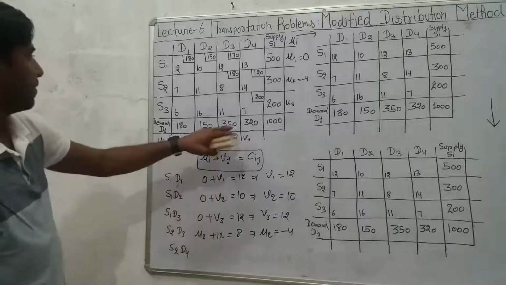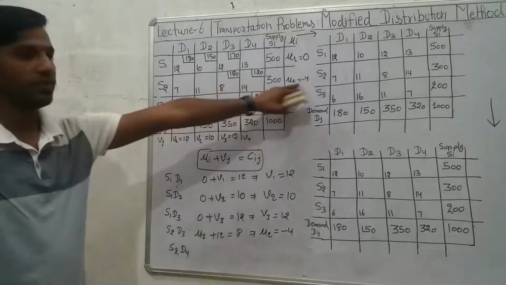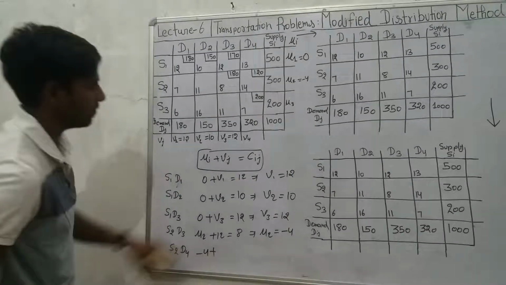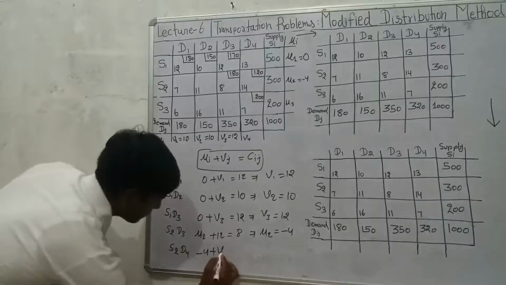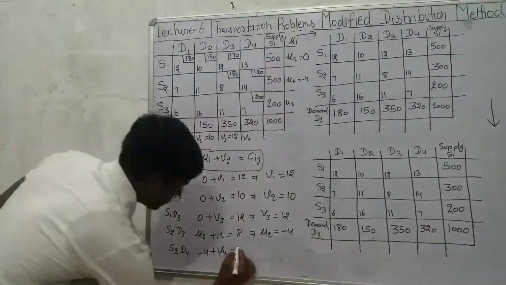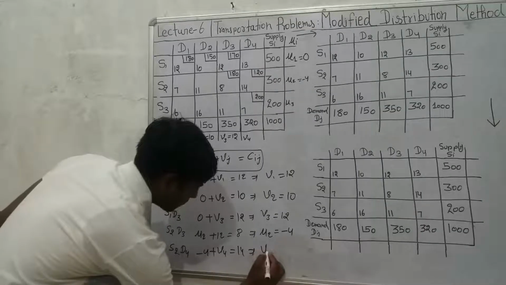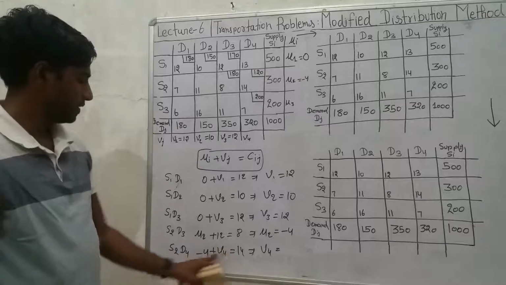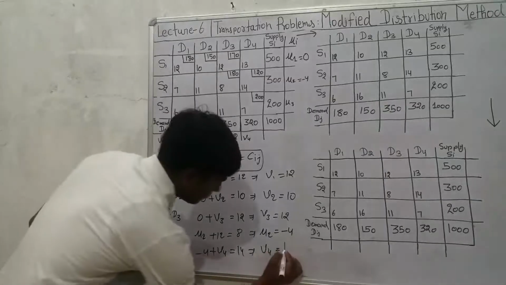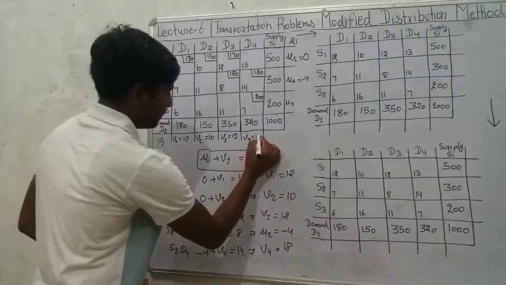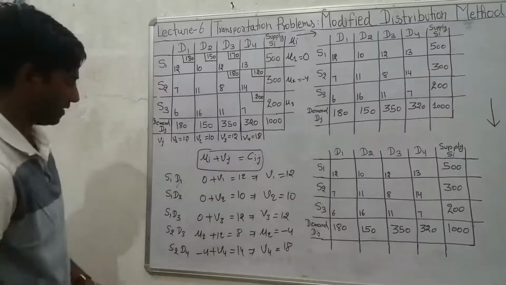S2D4. For this particular cell, what is the value of U2? Minus 4. What is the value of V4? We don't know. So V4 is equal to, what is the cost per unit? It is 14. So what would be the value of V4? It would be equal to 14 plus 4, that is equal to 18. So the value of V4 is equal to 18.